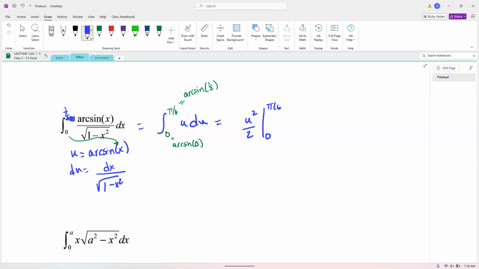And with indefinites, right, this is where we'd put x back in. Don't need that, right? This is definite. It's still a number. So then just substitute this in. I'd get pi squared over 36 divided by 2, which is actually over 72. Okay, and then minus 0, which is boring. So with definite integrals, no need to substitute back. Just make sure to change the bounds instead. So we kind of have a trade-off.